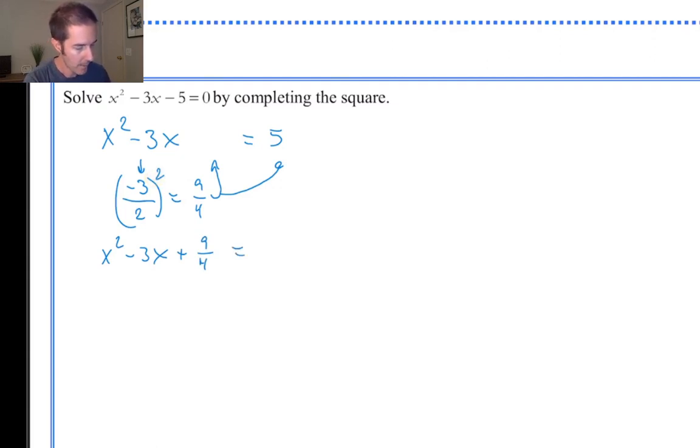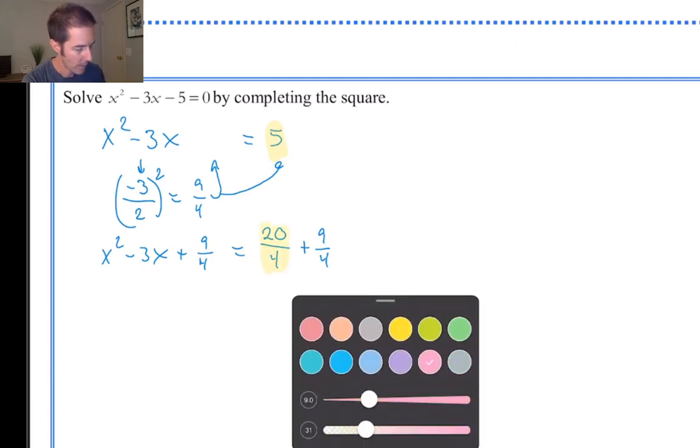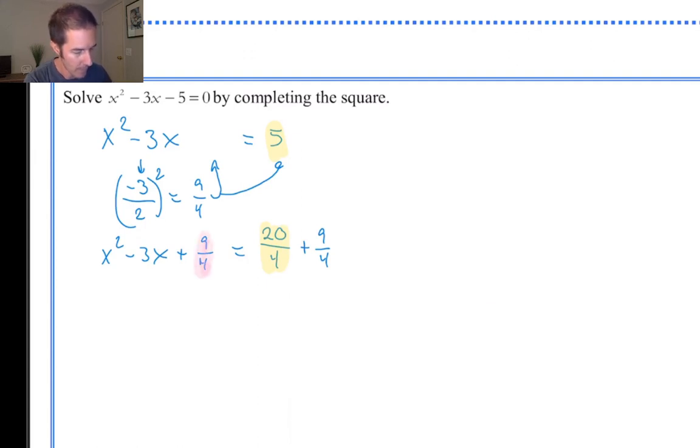And on the right-hand side, the number 5, I'm going to write it as 20/4, and then I'll add the 9/4 that I added to the right-hand side of the equation. If you have different colored pens, or if you want to use a highlighter, realize that the 5 is the 20/4, and if you have two highlighters, the 9/4 we added to the left-hand side and to the right-hand side.